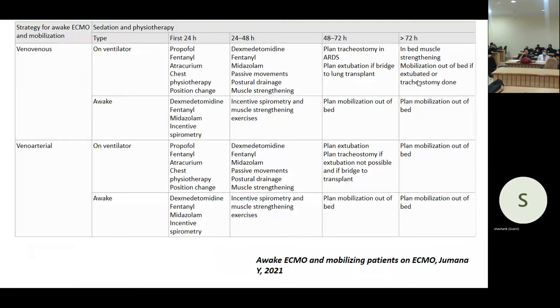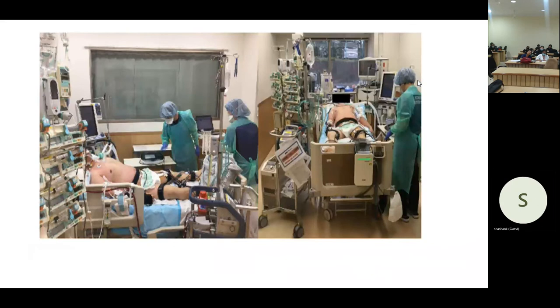Any questions till now? Good. So this was all about ECMO and the physiotherapy approach. Here you can see a patient on ECMO with the ventilator, ECMO machine, respiratory nurse, all the lines and tubes. Are they clear and visible to you all? Is it visible to you all?